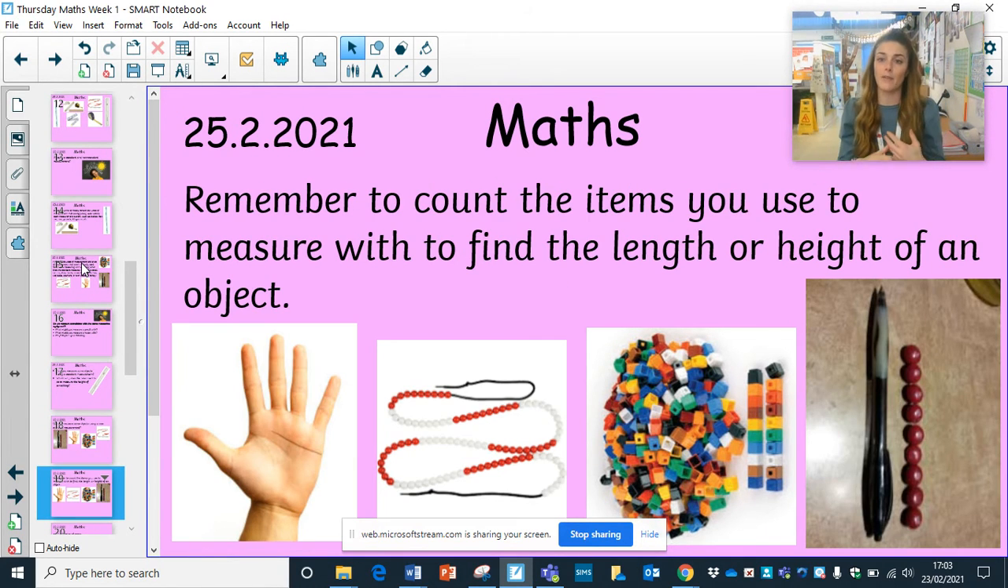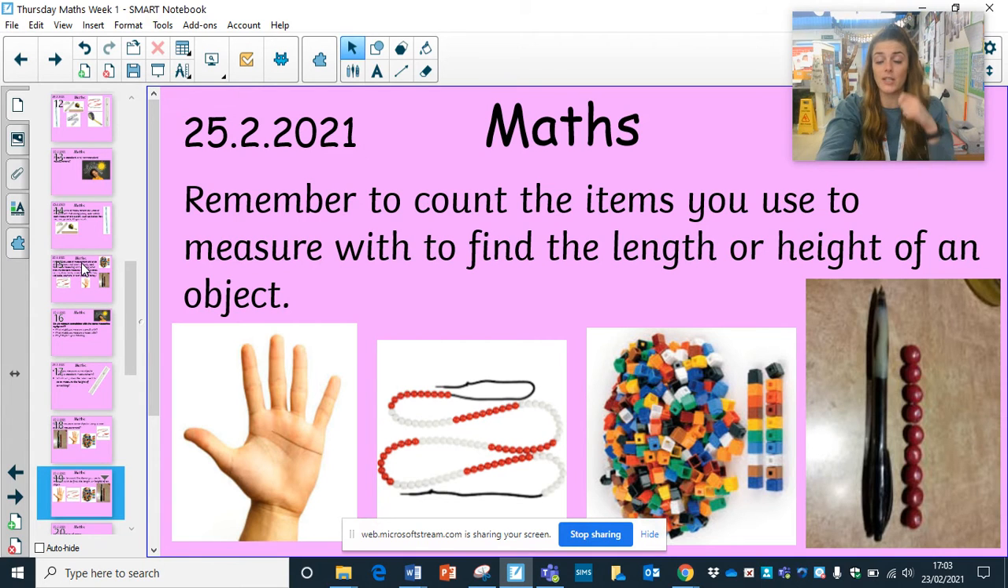So it says here, remember to count the items you use to measure to find the length or height of an object. So we're not finding the length today, we're finding the height, okay? So how tall something is. So count how many cubes high, how many sweets high, how many hands high. And remember to write this number down.